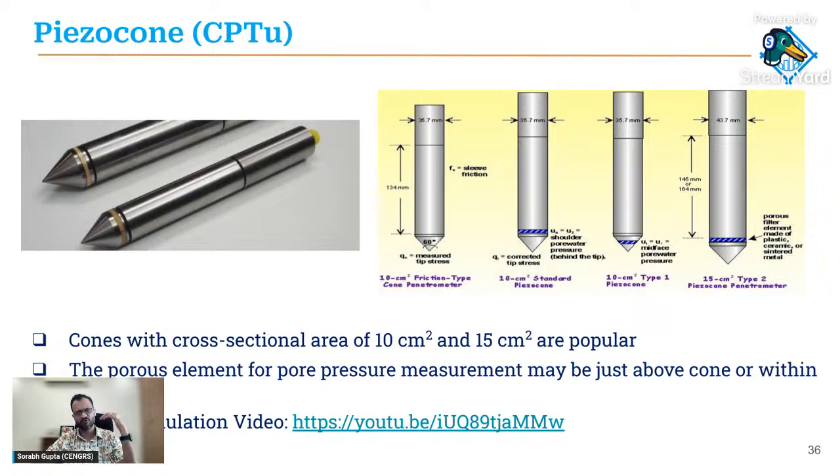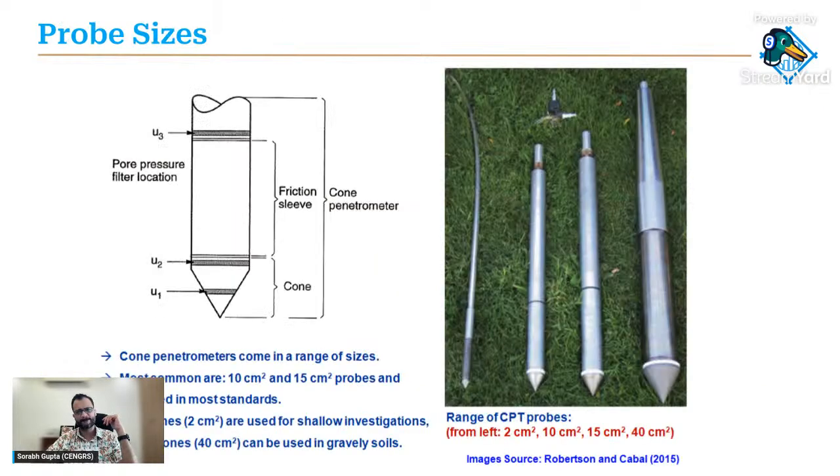So we did upgrade. We moved on to the piezo cone, and this is on the top left. This is what a piezo cone looks like. Different probe sizes: I mentioned earlier that the cones are different sizes. Now look at this. You actually have a 2 square centimeter and a 40 square centimeter cone as well. Not very common, definitely absent in India today. But the 2 square centimeter cone has the advantage that it can be used where you have soft clays in offshore conditions, because you require very little thrust to push it in, and also it has higher sensitivity. On the other end, a larger cone like the 40 square centimeter cone is useful for gravel soils.